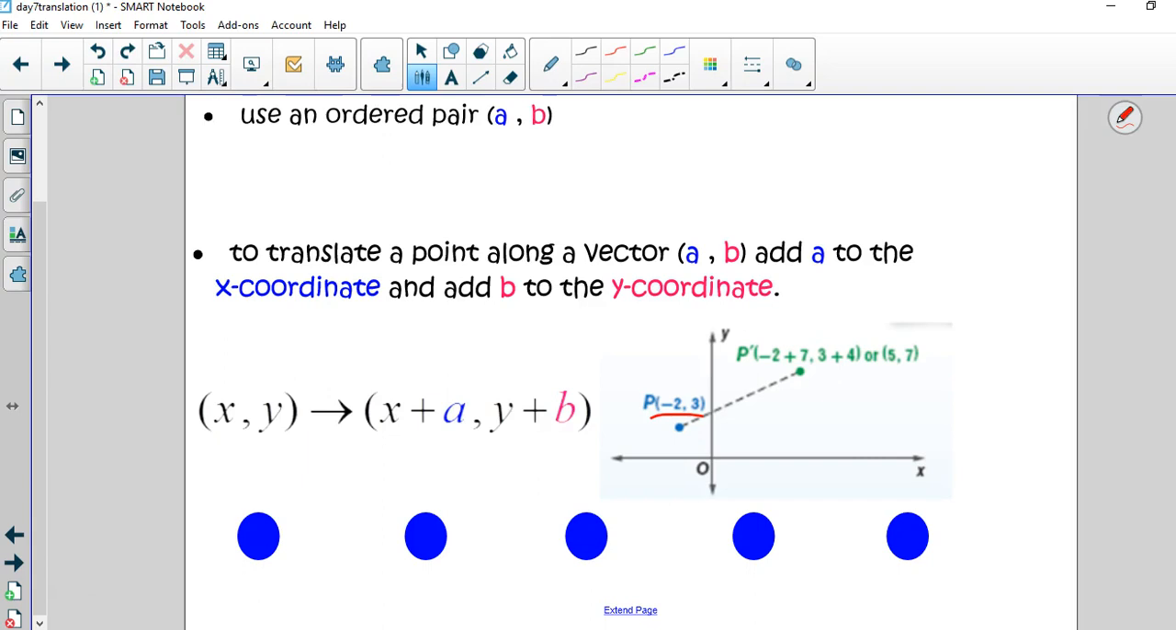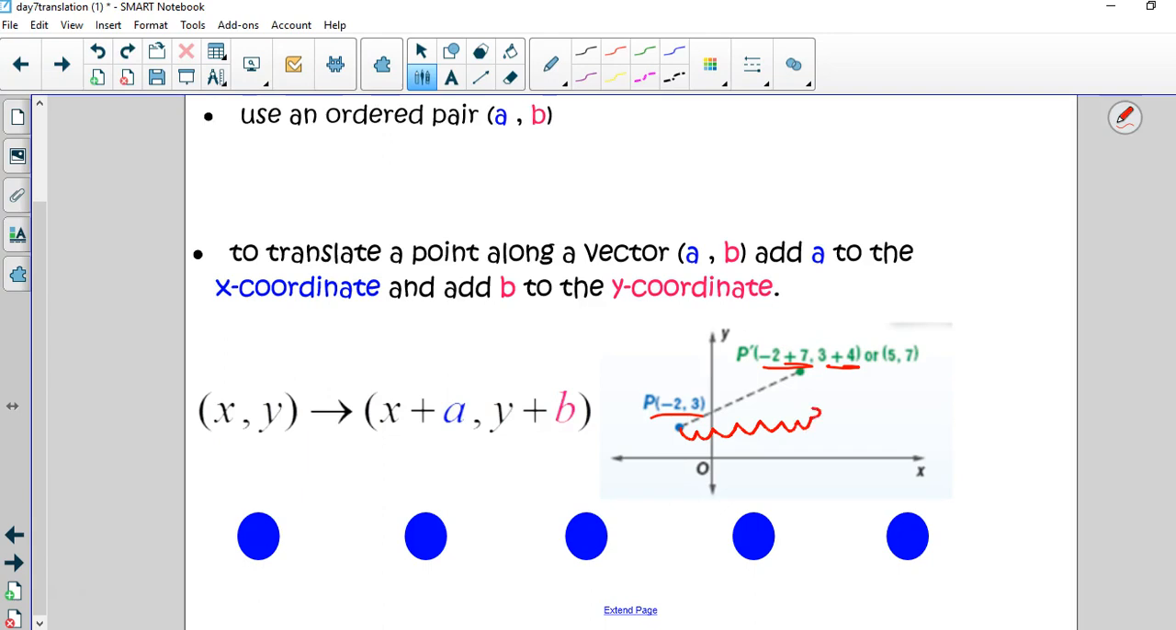So if you notice, we have negative 2, 3. When we add 7 to the negative 2, the x, we're moving to the right 7 spaces. And when we add 4 to the y, we're moving 4 spaces upward. So we're literally going 1, 2, 3, 4, 5, 6, 7.